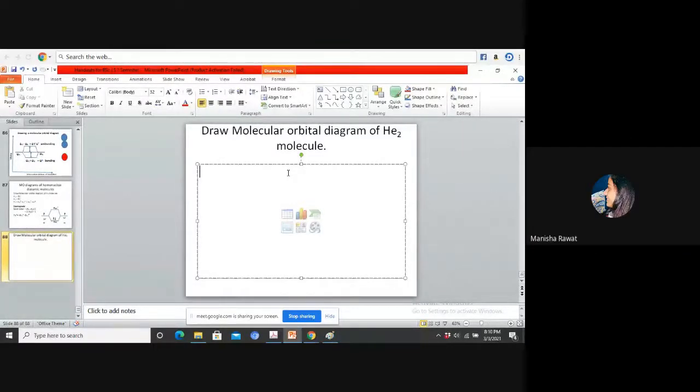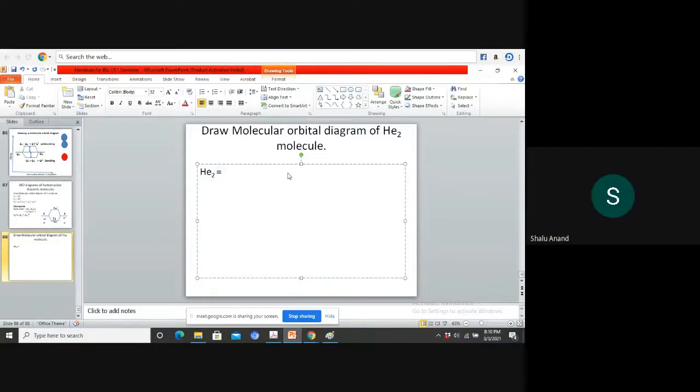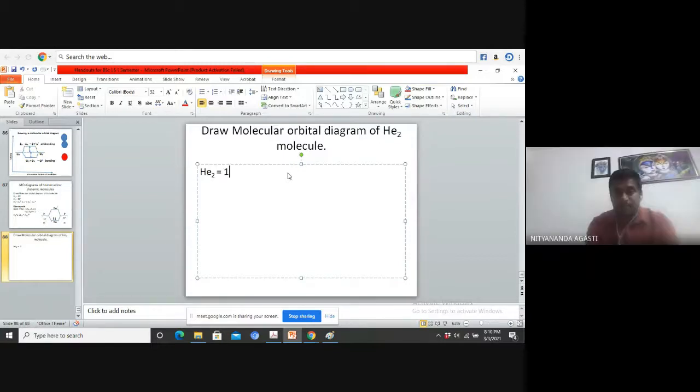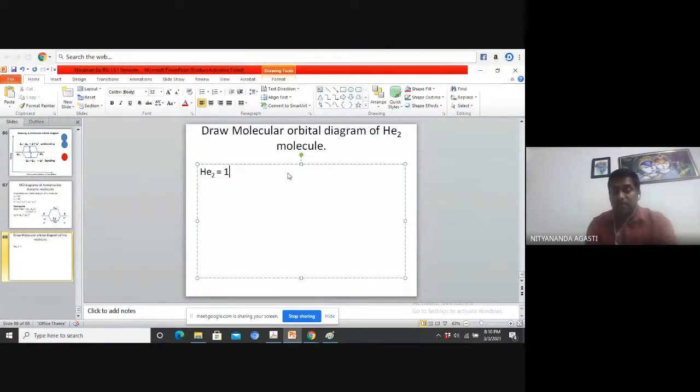Configuration. Configuration of one helium atom. Yes, sir. How many electrons do you have in helium? How many electrons are there in helium? 2 electrons. So, what is the electronic configuration? Sigma 1s2? No. Don't jump. That is why I'm saying follow the steps. The atomic configuration you are writing is 1s2. There, students commit mistakes.